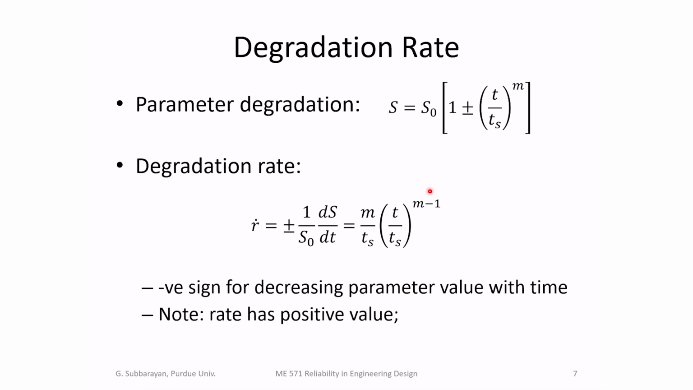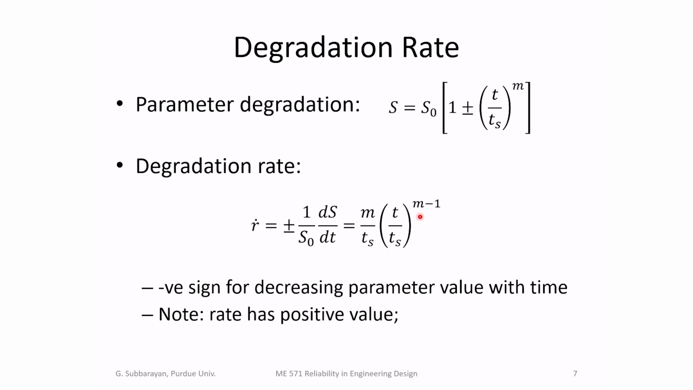The key point to observe here is this power M minus 1. What that says is that when M is equal to 1, the rate will be independent of time, or the rate will be constant. That's an important point to observe here. When M is equal to 1, the rate will be constant. When M is greater than 1, the rate will increase. When M is less than 1, the rate will decrease with time.